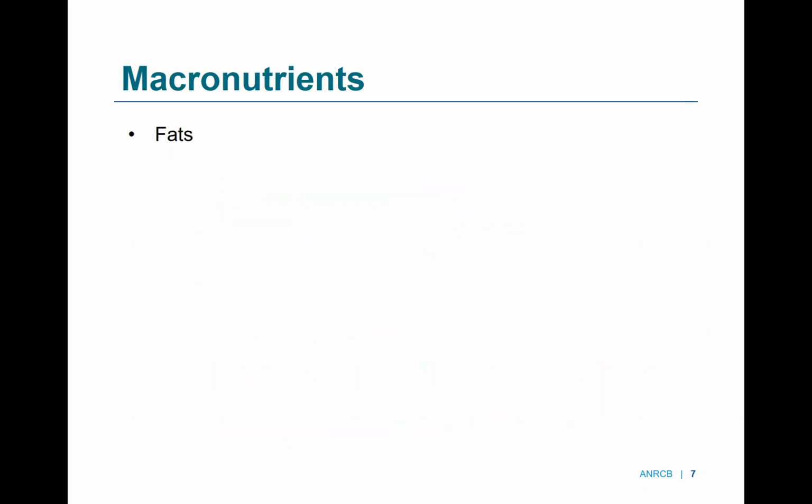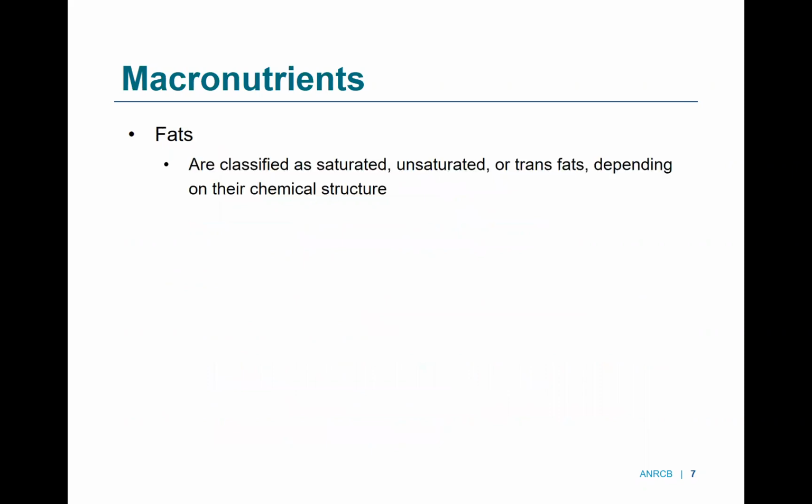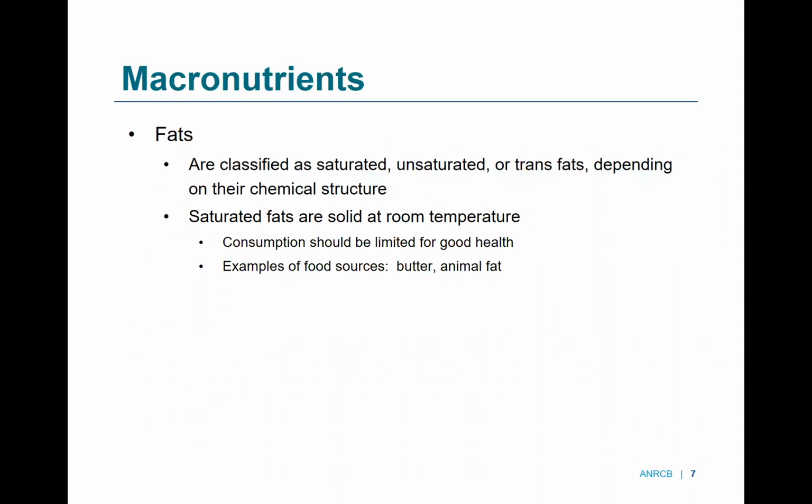Now, another macronutrient includes our fats. These have various classifications. They can be saturated, unsaturated, or trans fats. And again, these are distinctions in chemical structure. Saturated fats, we know them because at room temperature, they're solid. These are often better consumed in small quantities, that the amount eaten should be limited. Examples of this might be animal fat or butter.